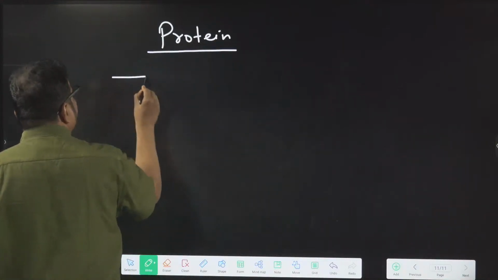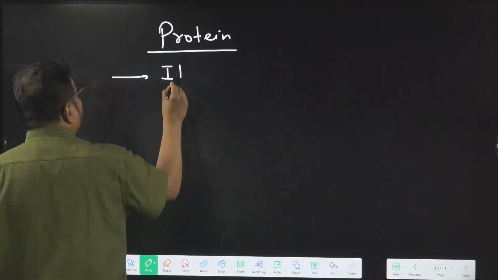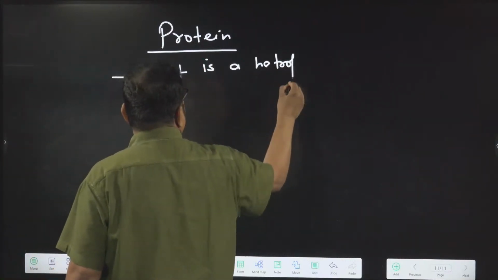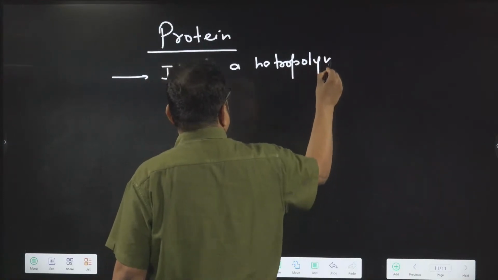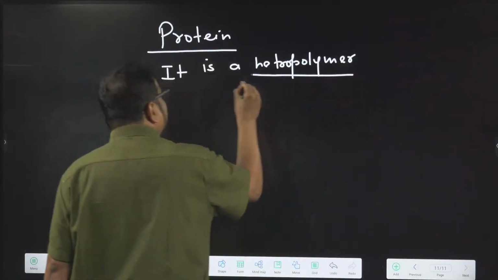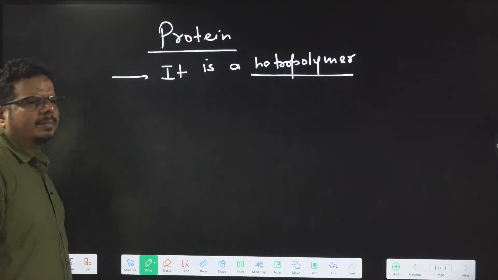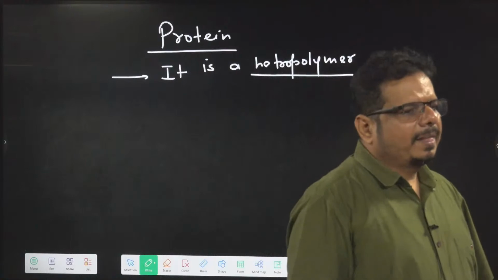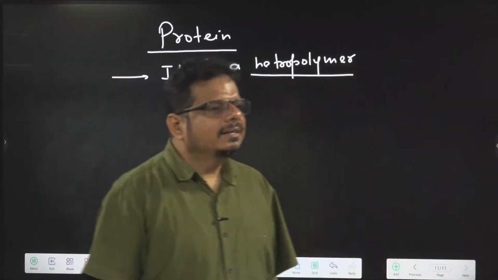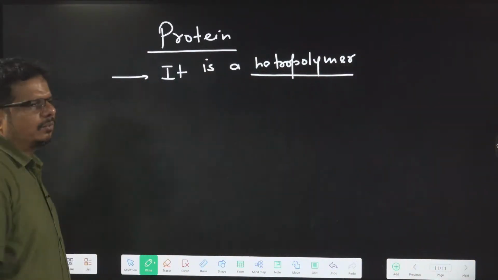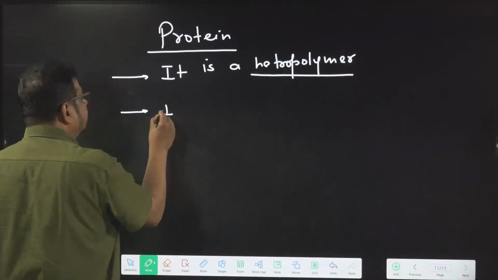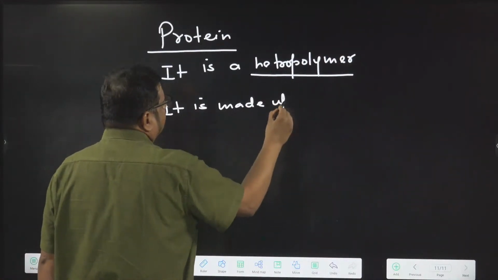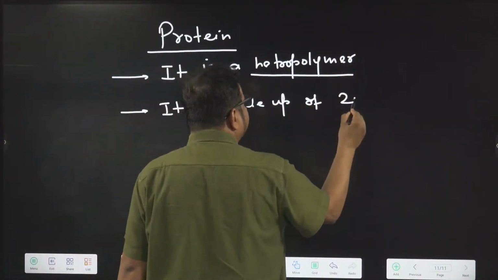Protein. So first of all, keep in mind, it is a heteropolymer. Why heteropolymer? Because more than one monomeric unit is there. Getting the things? More than one monomeric unit is present in protein. So it is made up of 20 different amino acids.